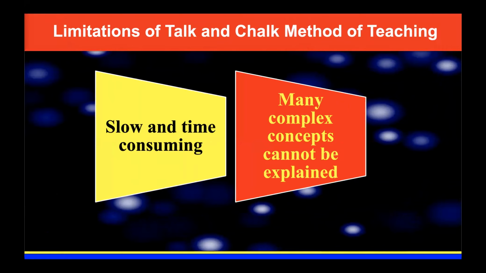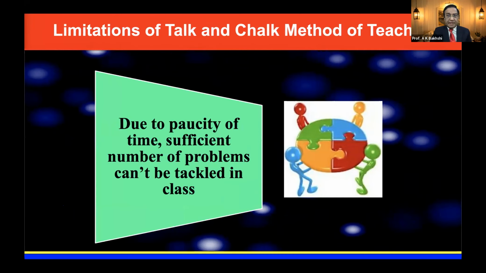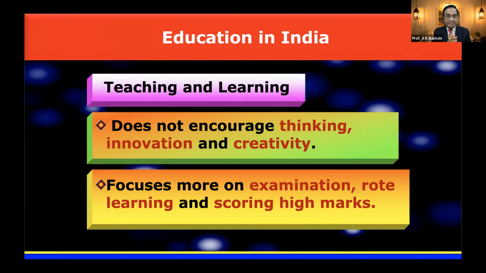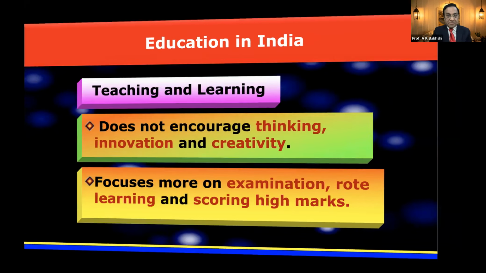For example, in stereochemistry, with three-dimensional structures, sometimes it becomes difficult to visualize them and draw them on the board. And then, due to the paucity of time, you have to finish the syllabus. You can't solve many problems in the class. So these are some of the limitations of the chalk and talk method. And one more serious problem in our method of teaching, which I feel from my experience, is that our way of teaching does not encourage thinking, innovation, and creativity amongst our students. This is a very, very serious drawback. Our focus is more on examination, rote learning, and scoring high marks.